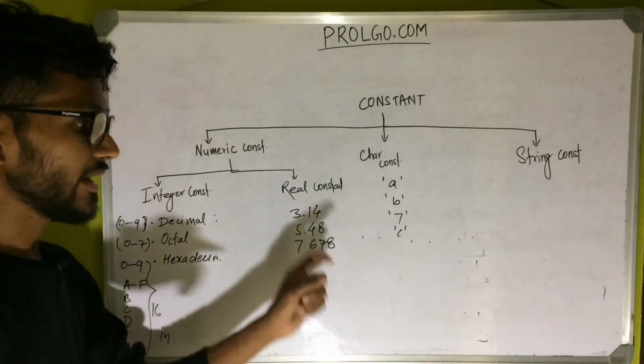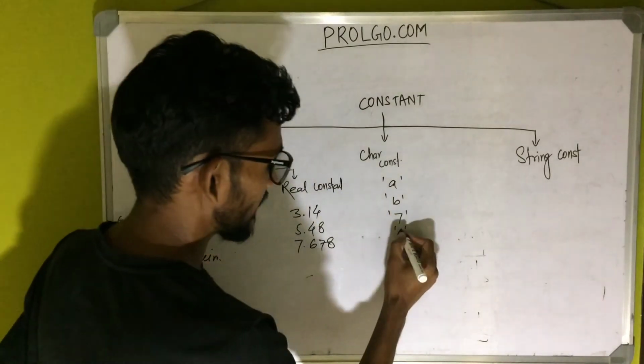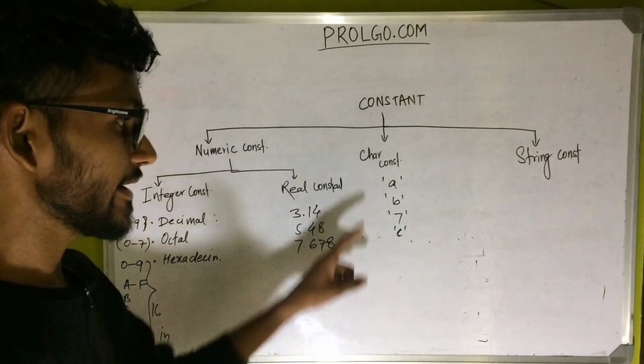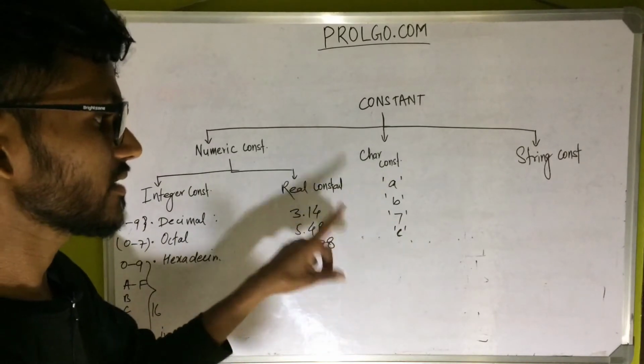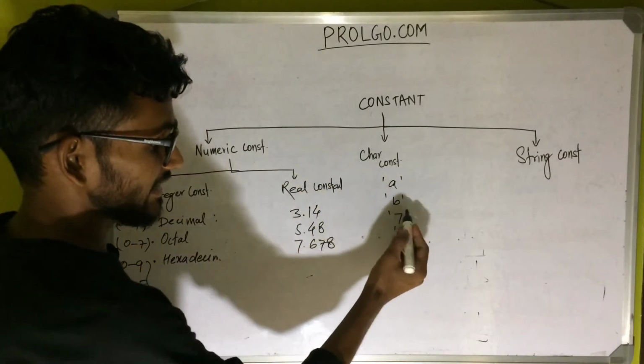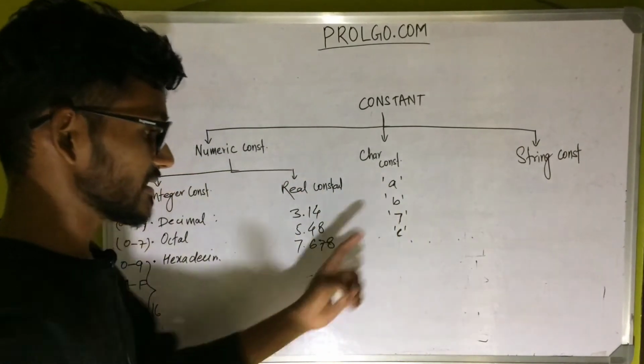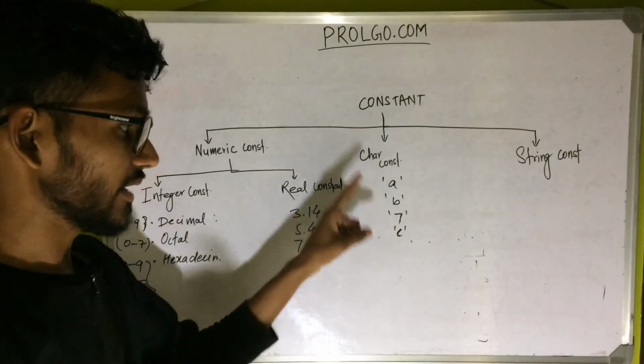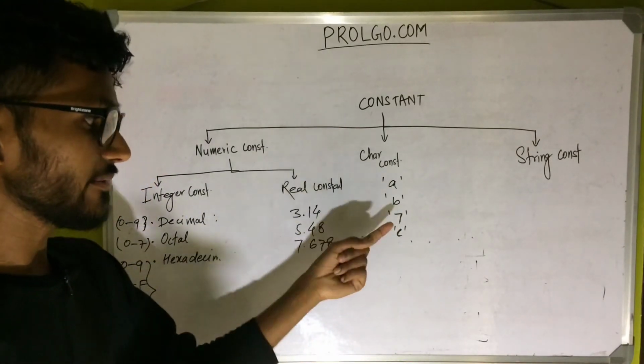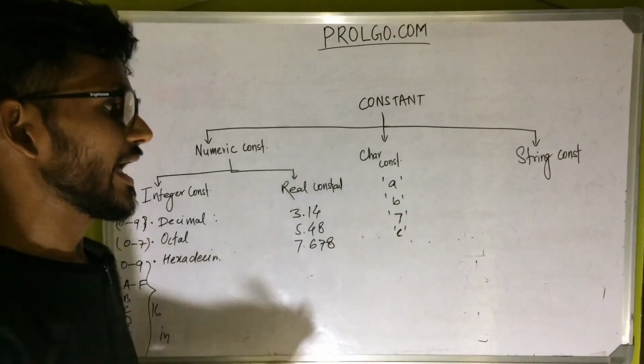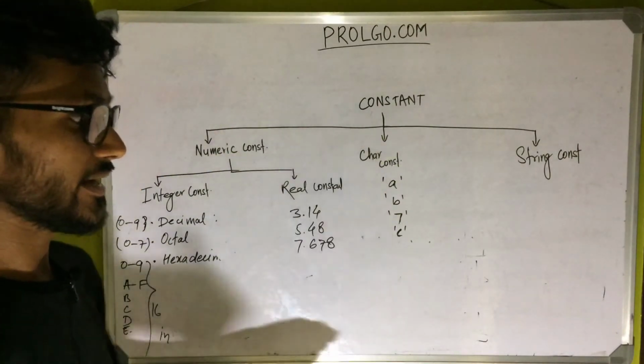Any characters enclosed within single quotes will be treated as a character constant. And see, this is the 7. This is not a number this time because we have used single quotes, and this will be treated as a character constant.